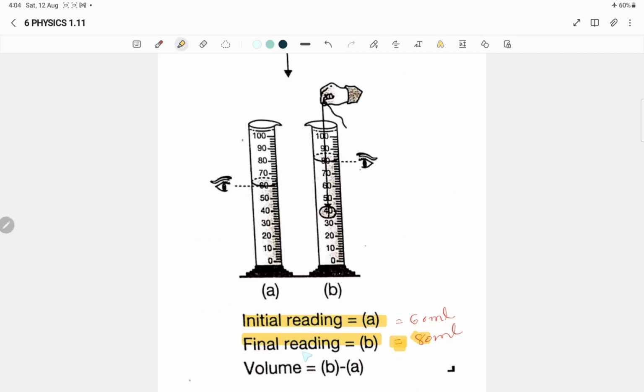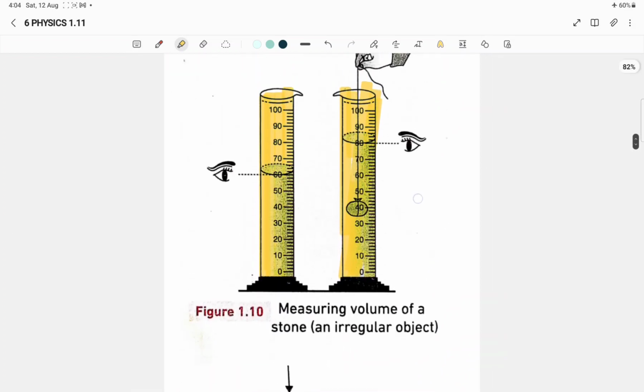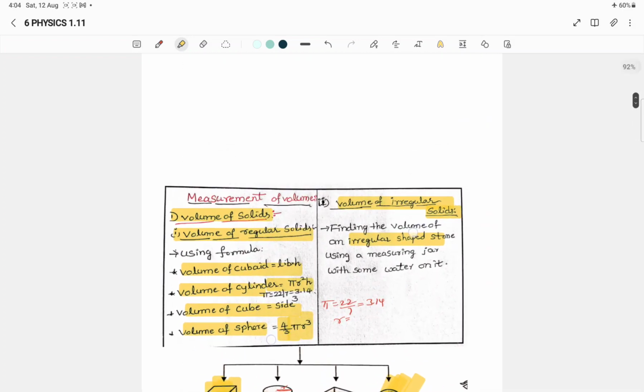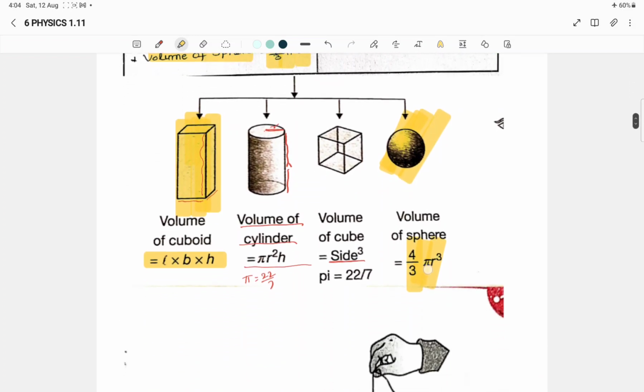Volume of the irregular solid, that is nothing but volume of object is equal to B minus A. We will get the volume of the object. By this process, we can determine the volume of solids. Which type of solids? Irregular shaped solids. We can find the volume. This is the volume of solids, over.